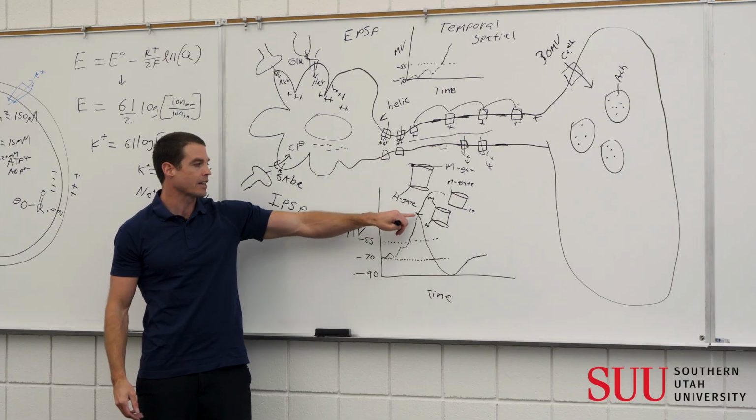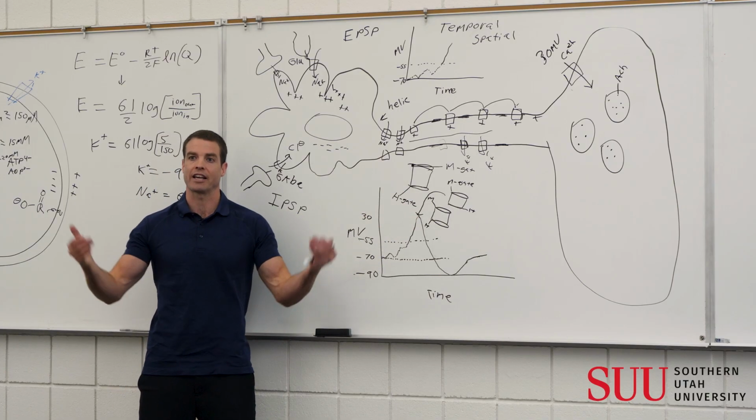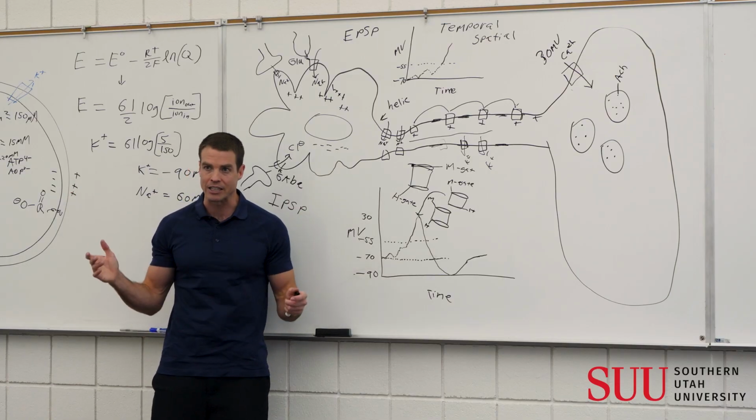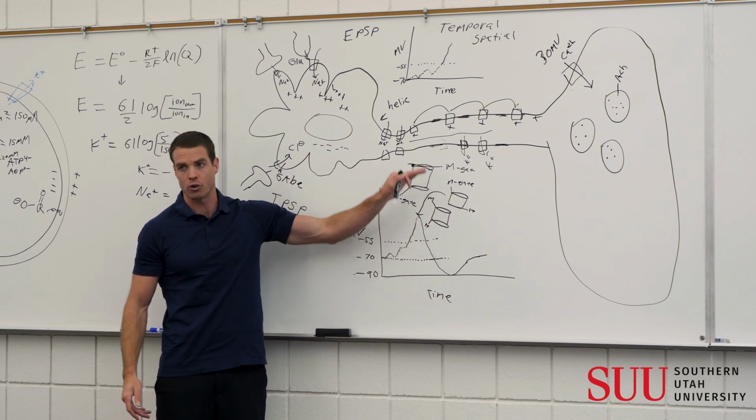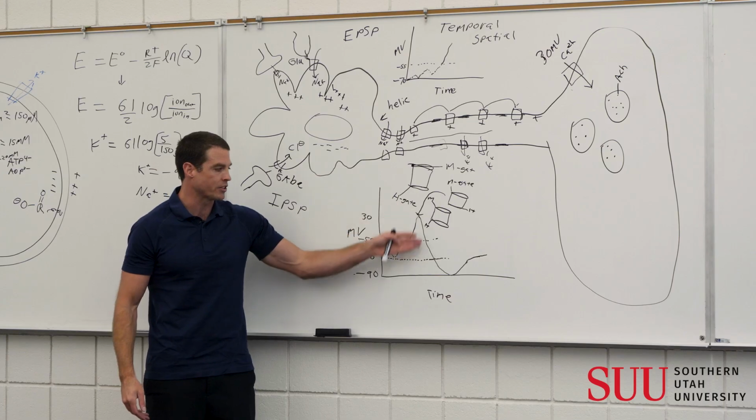But by the time we hit positive 30 millivolts, those potassium channels are open, and so we're getting a lot of potassium efflux occurring, right? Potassium is now leaving the cell very quickly, and that's why we're getting this repolarization. No more sodium entering, potassium is leaving the cell, causing the repolarization.